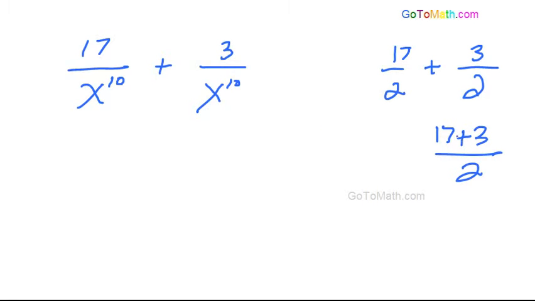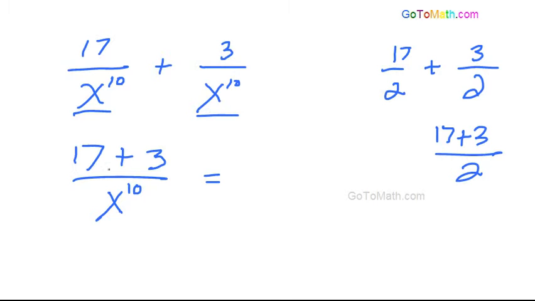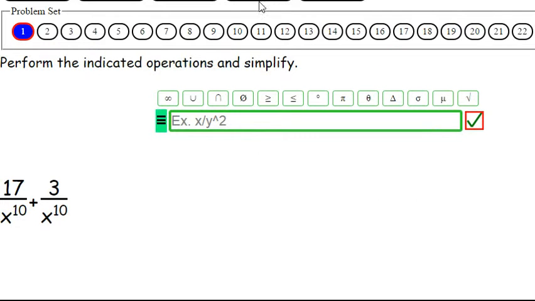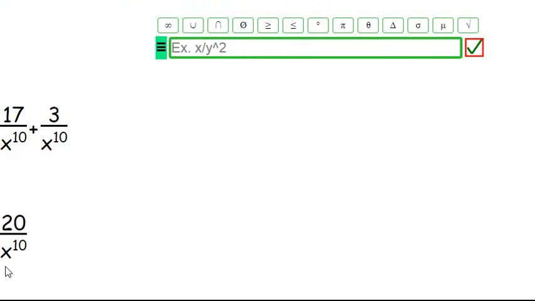Alright. Okay, so same thing's going on here. We got a common denominator, x to the 10th, x to the 10th. So basically all we're going to do here is add the numerators. Okay, so what do we end up with? We end up with 20 over x to the 10th. So there you go. Of course, that's as far as we can reduce that down. Check that out, 20 over x to the 10th.